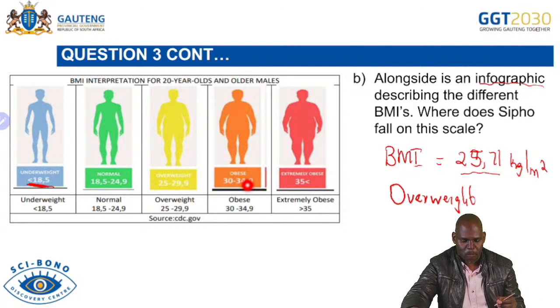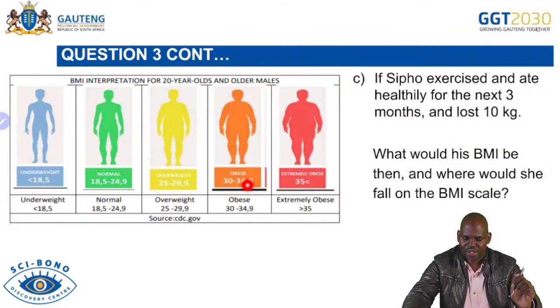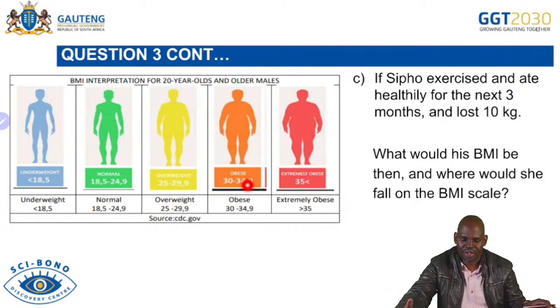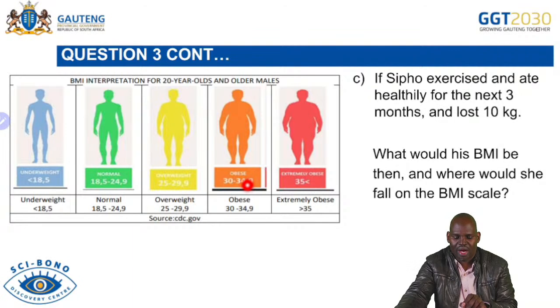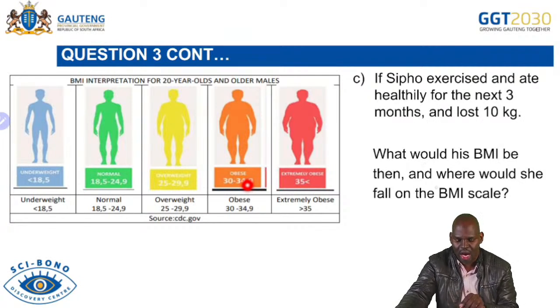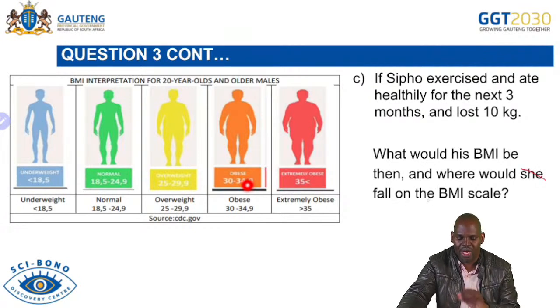Then the next question is, if SIPO exercised and ate healthily for the next 3 months and lost 10 kilograms. It means in this case, SIPO started to get worried that he's overweight, so he had to start losing some weight. They say he exercised and for the next 3 months lost 10 kilograms. What would his BMI be then, and where would he fall on the BMI scale?